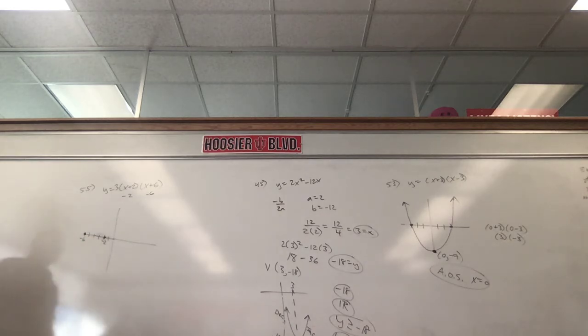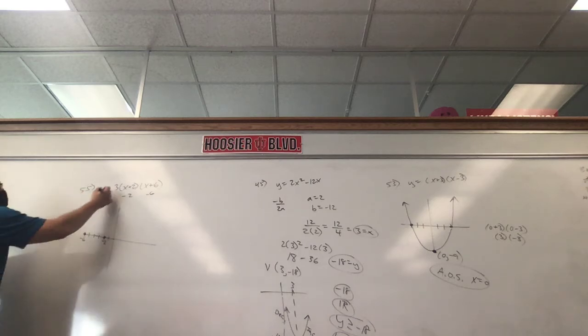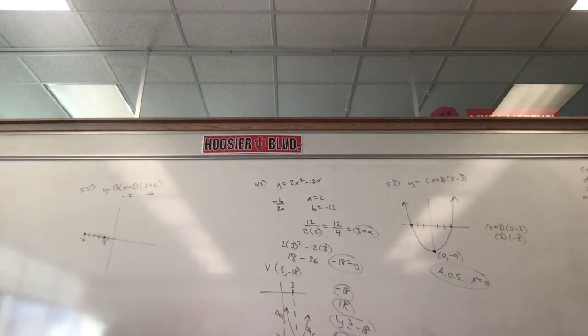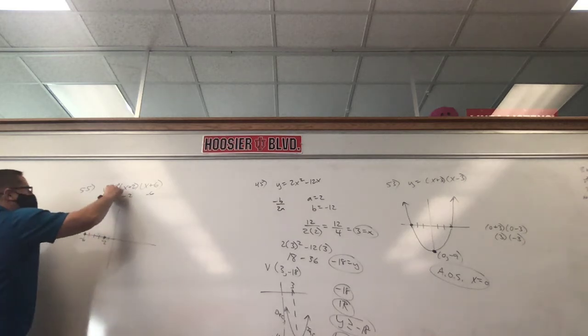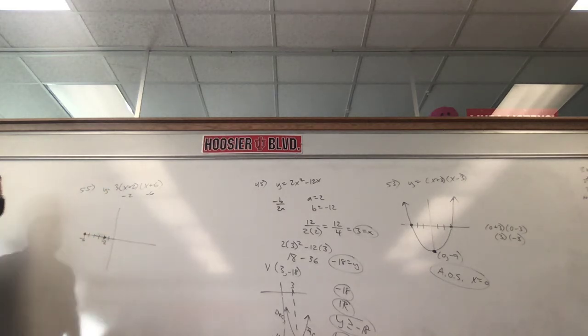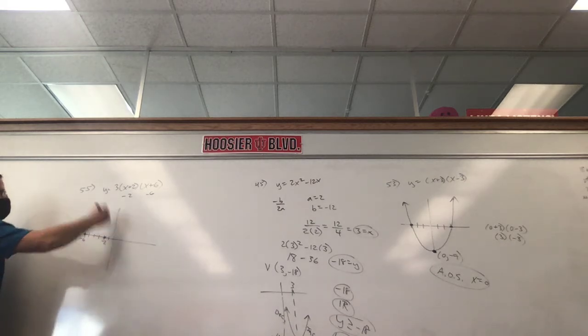Okay? Tell you what, if this 3 was a 13, would the x-intercepts change? No. Would the graph change? Yes, it would. 3 makes it skinny. 13 makes it very, very skinny. Okay? All right, so where is the vertex? What's the x value of the vertex? It's -4 something.